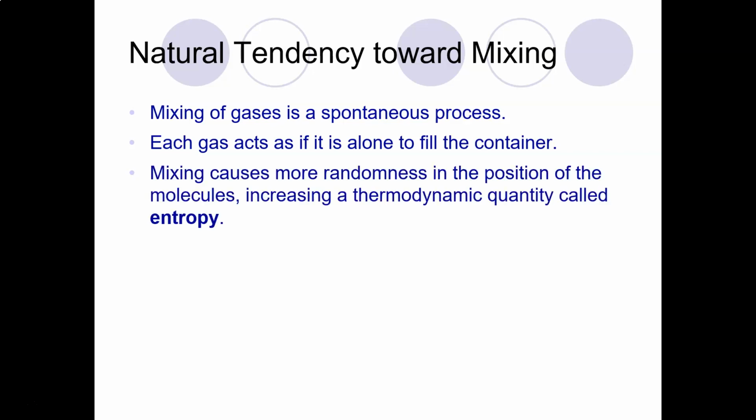But if we're looking at solids, liquids, or a combination of gases and liquids and solids, one thing that plays a role in this is the randomness of the molecules when it mixes. And that measure is entropy. Entropy is defined as the randomness or disorder of a system. So when we mix things, we're often making it more random, and entropy is the measure of this randomness.